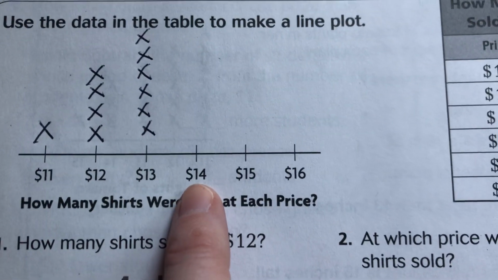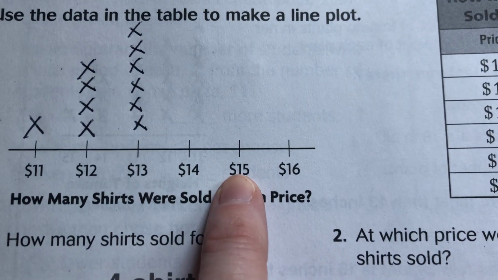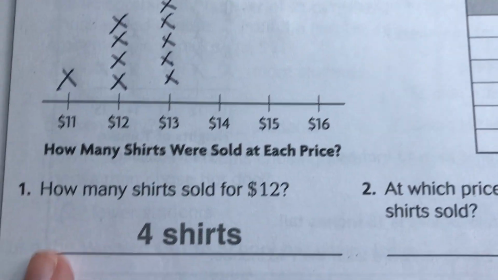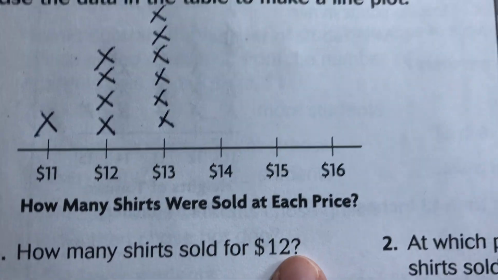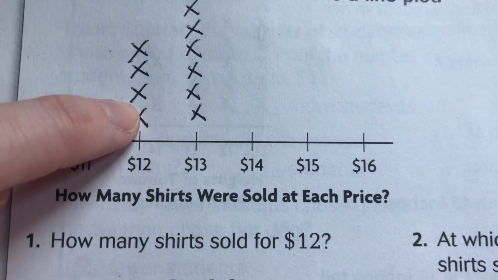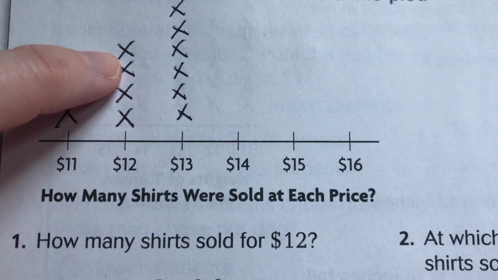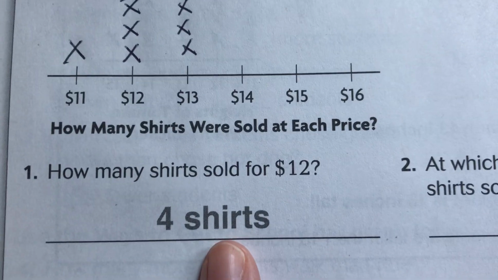I'd like you to fill in the X's for $14, $15, and $16. Now, how many shirts were sold for $12? If we look here, we count 1, 2, 3, 4. 4 shirts.